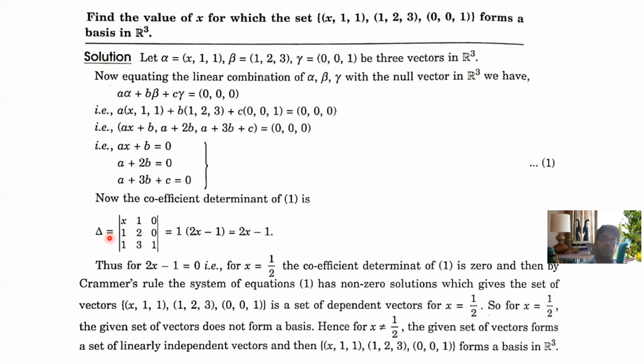But in this problem, you don't know the actual value of x. When you consider the determinant value, that is the coefficient determinant, equal to 0, we get x equals half. So from here it is clear, if we put x equals half, the set of vectors is linearly dependent. If x is not equal to half, then the set of vectors is linearly independent, as well as it forms a basis. Clear?